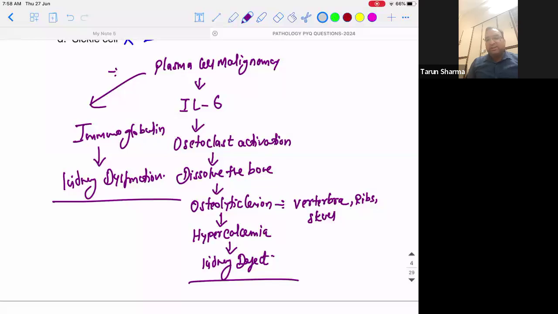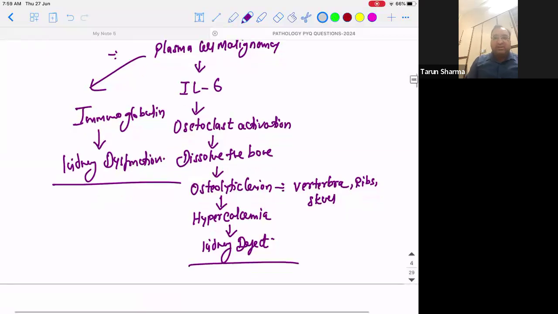Again, I'm telling you, plasma cell malignancy is one of the most common malignancies in your exams. Every year, you will get one question based on plasma cell malignancy, multiple myeloma. So please remember that you have to read plasma cell malignancy thoroughly. Many questions are there. Why is there hypercalcemia? Why is there kidney dysfunction? Why is there osteolysis? What is the role of IL-6, the most common interleukin belonging to plasma cell malignancy? What is the CRAB criteria?